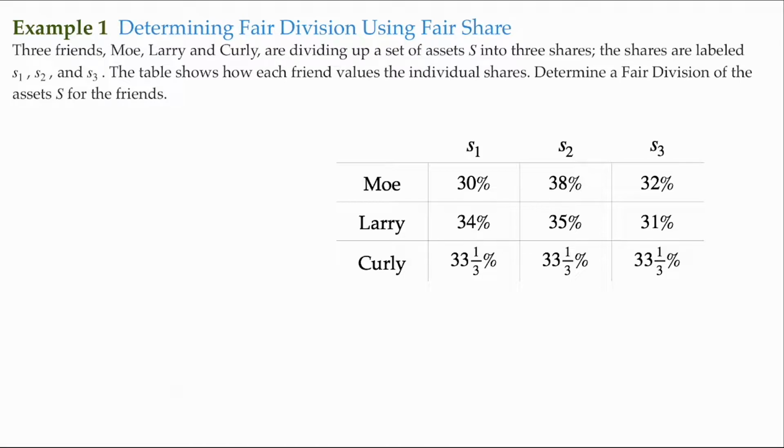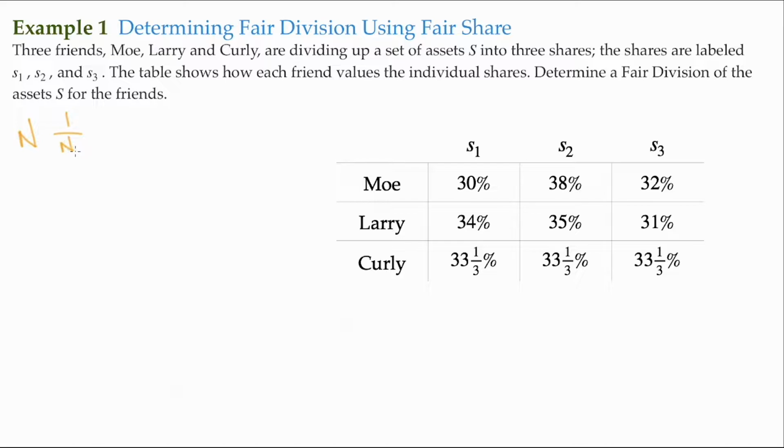The table shows how each friend values the individual shares. Determine a fair division of the assets S for the friends. Now, a fair share is the least proportional amount that a player expects to receive from a set of assets. So the way that's determined is if we have the number of players, and we could just label the number of players as N, then the least proportional amount that a player expects to receive would be 1 over N.